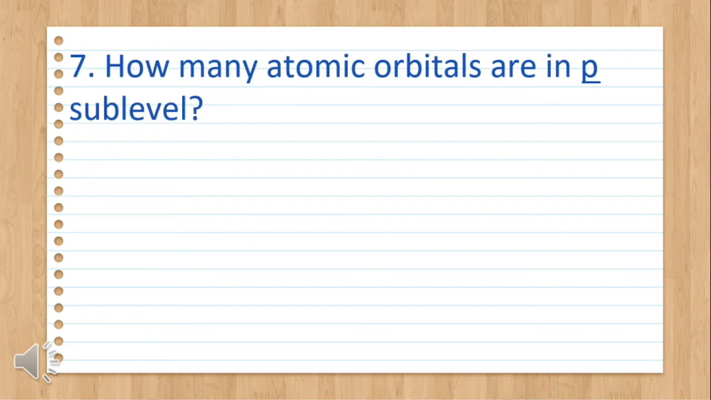Number 7. How many atomic orbitals are there in p sublevel? Letter A, 1. Letter B, 2. Letter C, 3. Letter D, 4. Correct answer is C, 3.